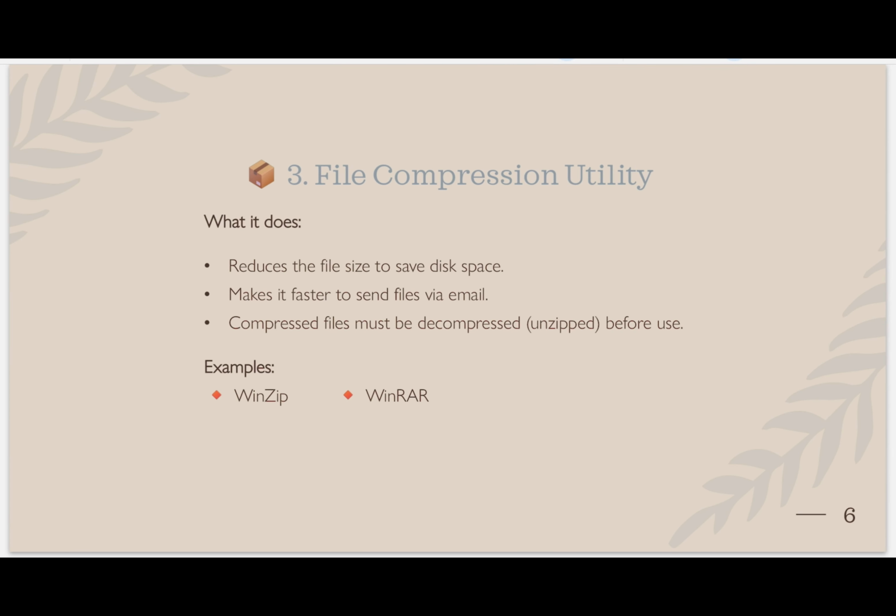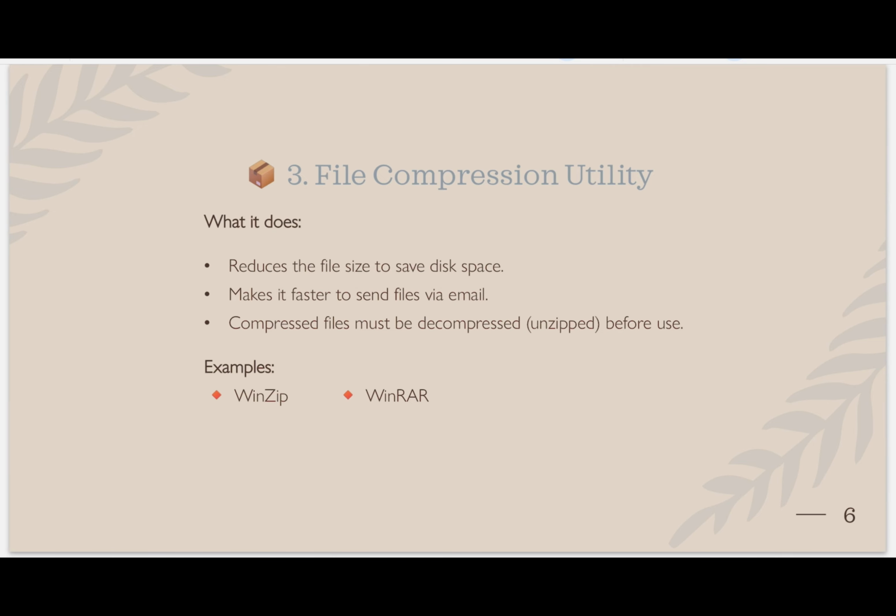Now the third one is the file compression utility. See, all the names of the utilities are based on their function. For example, the antivirus utility: what does it do? We saw its examples. The second one, backup utility: what does it do? Backs up our data. Now the third one, file compression utility: what does it do? It compresses our files, reducing the file size to save disk space.